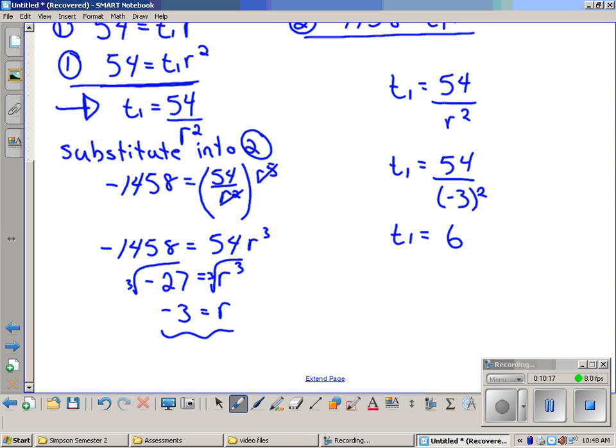We were asked also to list the first 3 terms. So T1 is my first term. My second term I get by multiplying T1, which was 6, times negative 3. Well, 6 times negative 3 is negative 18. The next term, again I get by multiplying by negative 3, is 54, and so on in the sequence.